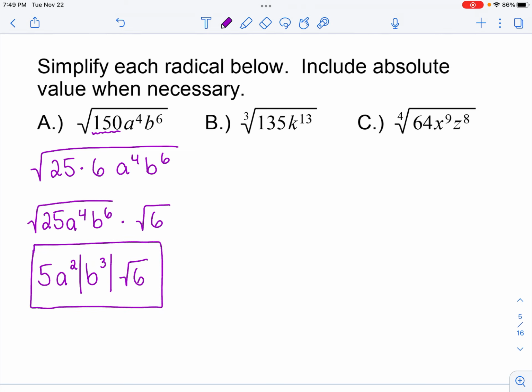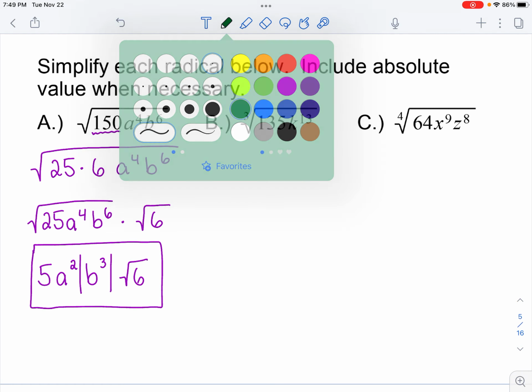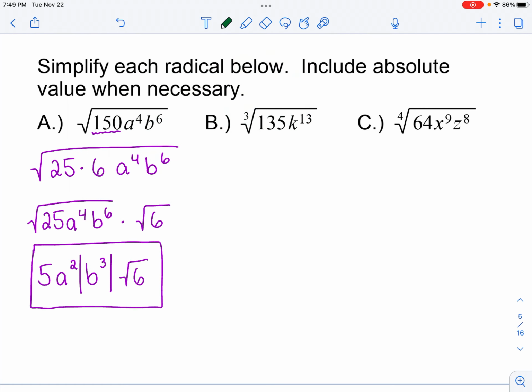All right, let's take a look at part B. Part B is a cube root, so I want to break this into a perfect cube. Well, the perfect cubes are 1, 8, 27, and this 135 happens to be 27 times 5. You'll have a calculator to help you figure out what numbers go into these bigger values, so don't panic about that part of it.